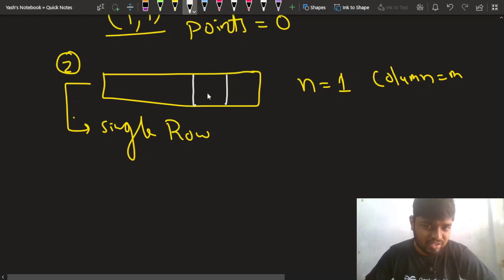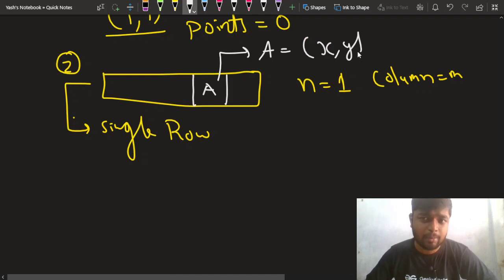If it chooses this cell, let's name it as capital A. So for this cell the coordinates will be nothing but x comma y, right? According to the computer's choice, this will be x comma y. So how can we determine its position? Let's say you choose this cell.